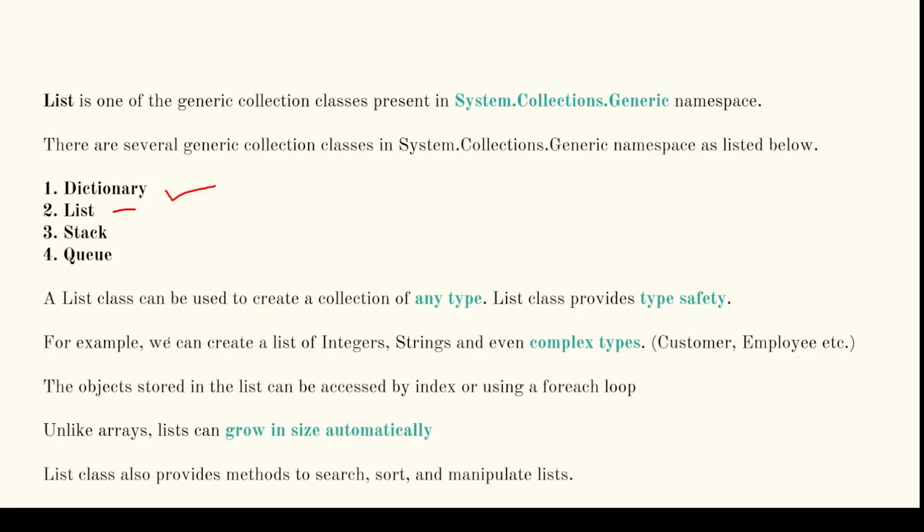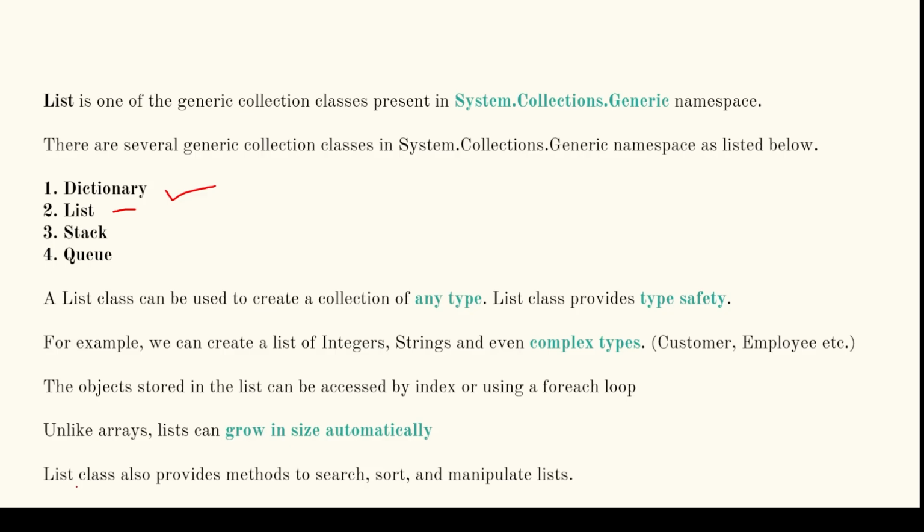What it means? It means if I create a list of integer type, I am not allowed to store string data type in that. The objects stored in the list can be accessed by index, or we can use a foreach loop. Unlike arrays, list can grow in size automatically. If you remember from the videos of arrays, once the array is declared, after that we cannot change the size of that. And if we try to access or store an element that is falling outside the range of an array, we will receive an index out of range exception.